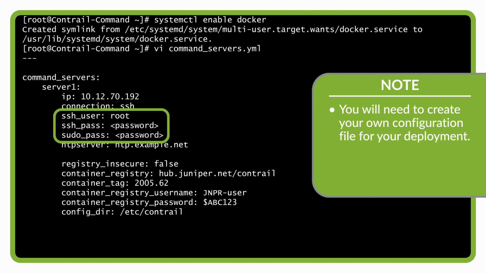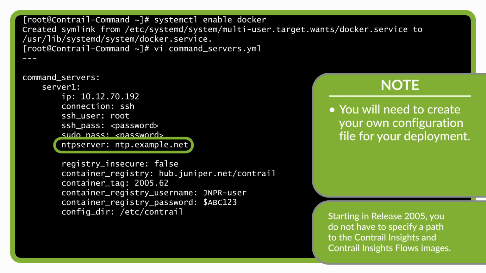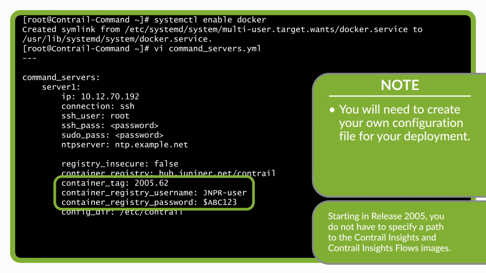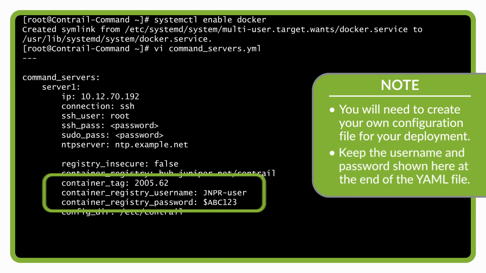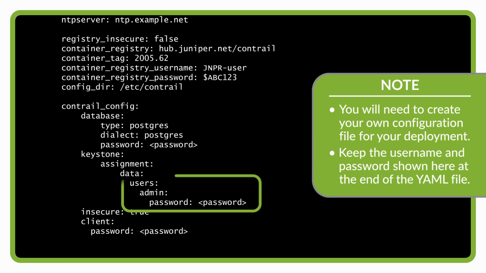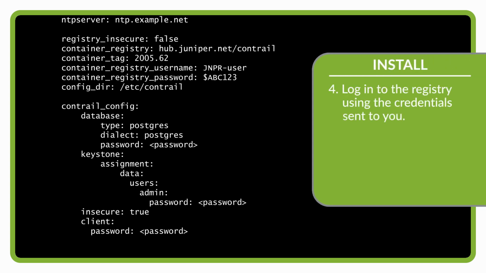We're logging in as the root user. Enter your SSH root password. Enter your sudo password. This matches the root password in our environment. Enter your NTP server name or IP address. Enter the container tag that you retrieved from the README file. Enter your container registry password. Enter your Keystone password. Keep the Keystone username and password handy. These are the credentials that you'll need to log into the Contrail Command and Contrail Insights GUIs. You can find the complete Command server's YAML file in the links below.